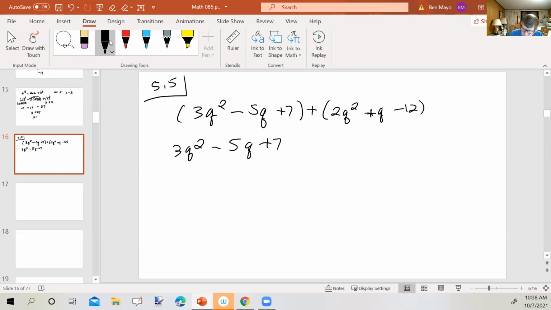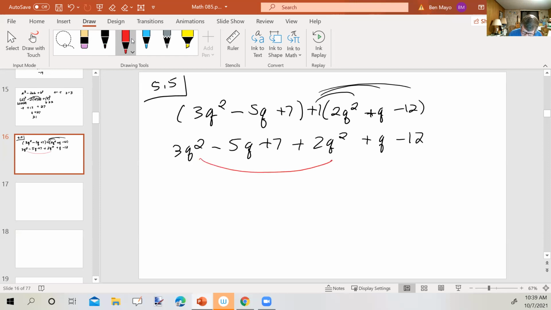If there's a plus sign in front of the grouping symbol, it's like there's a +1, and distributing a +1 basically gives us the same quantity that was inside the parentheses, but without the parentheses. Okay. Now, once we've gotten rid of the grouping symbols, we can combine like terms.